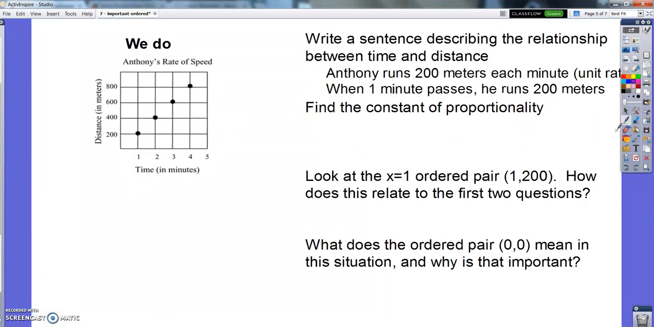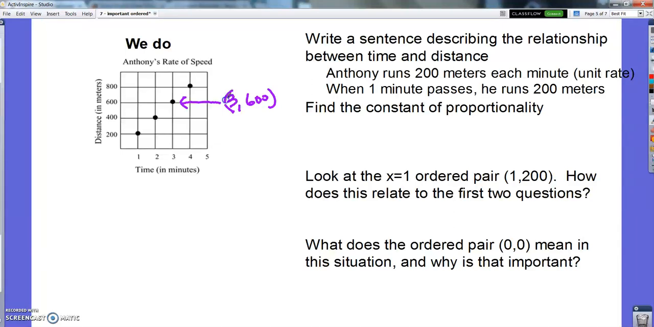If I find the constant of proportionality, remember from a graph, one of my strategies was just to pick any one point. Let's say maybe that one. That's 3, 600. And since I can tell this will be proportional, it's straight and it's going to go through 0, 0, I can do that. The constant is y divided by x, which is 600 divided by 3. And you probably know where this is going. What's it going to be? It is 200.